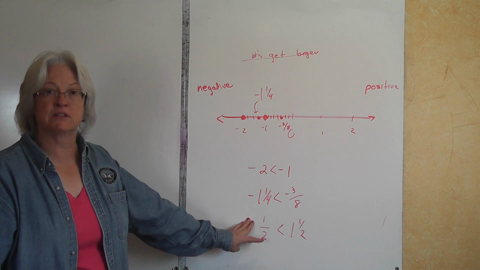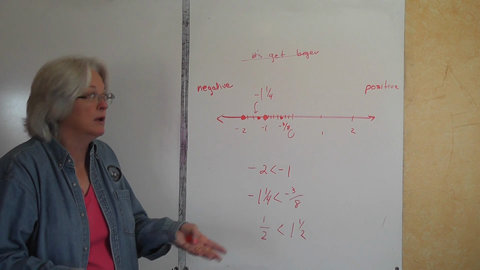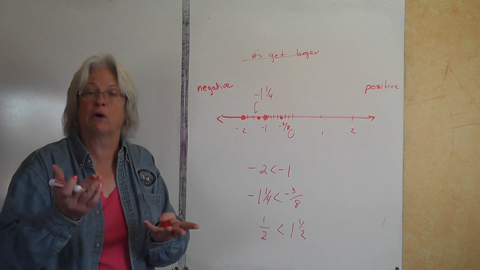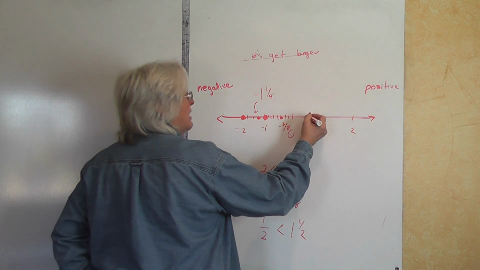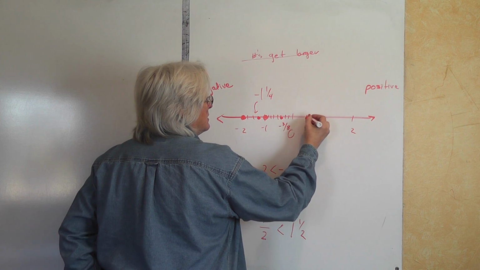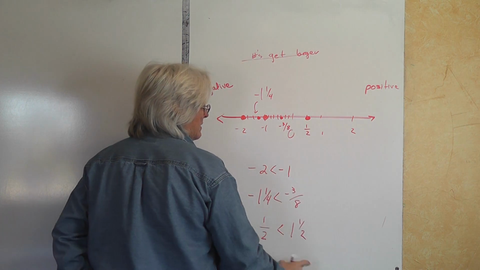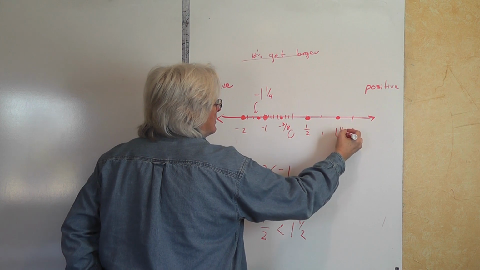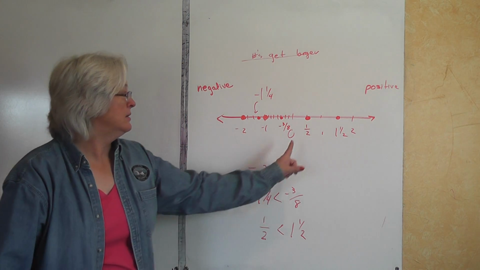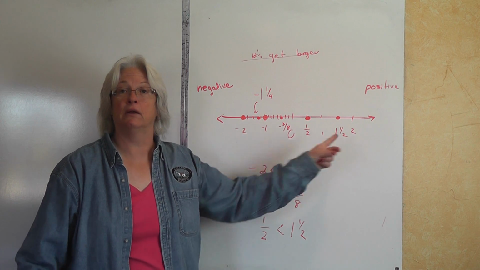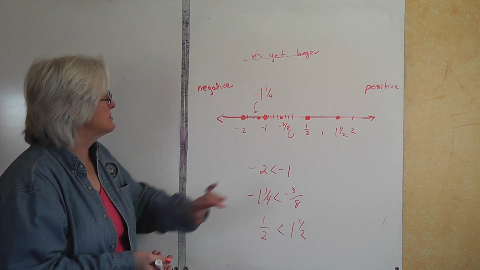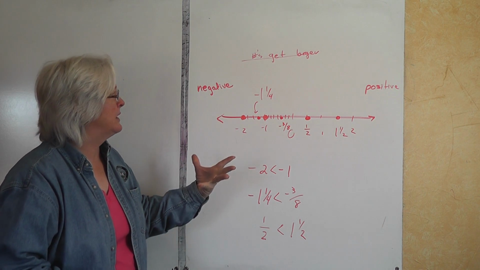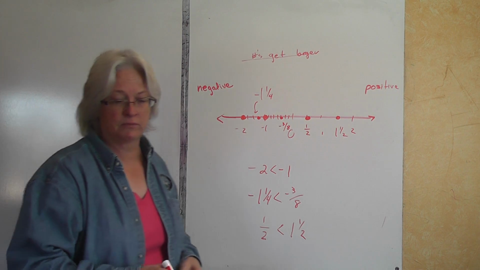And then of course 1/2 is less than 1 1/2. You know, if you have half a cookie, you have a smaller amount of cookie than your brother who has 1 1/2. 1/2 is halfway between 0 and 1 on the number line. 1 1/2 is halfway between 1 and 2 on the number line. 1/2 is smaller than 1 1/2 because 1/2 is to the left on the number line. Okay, see what we're talking about here? They're just wanting you to get a picture of what's going on.